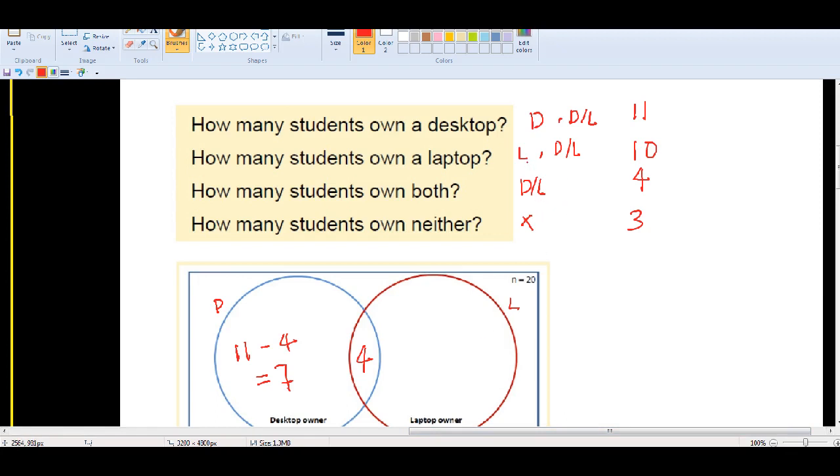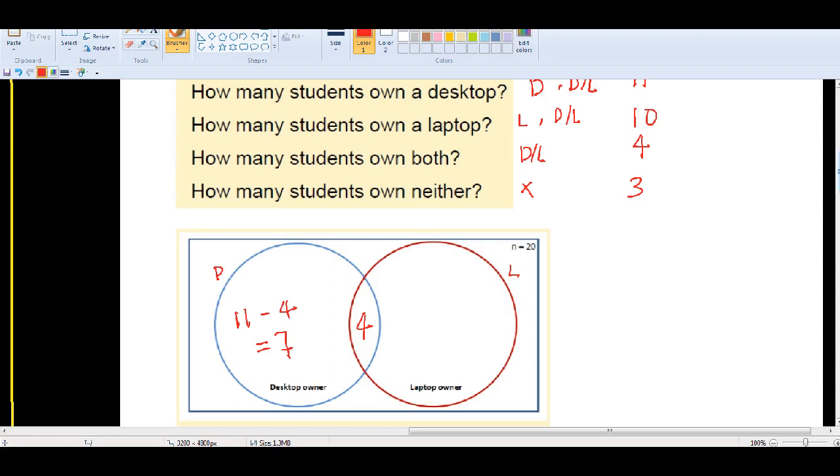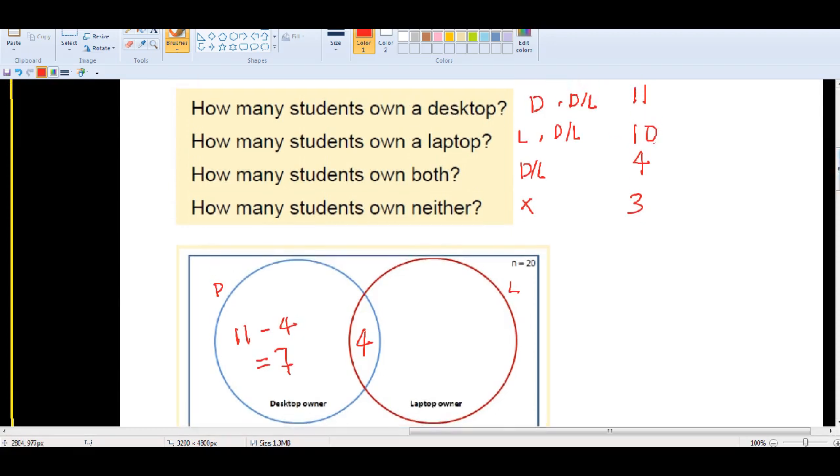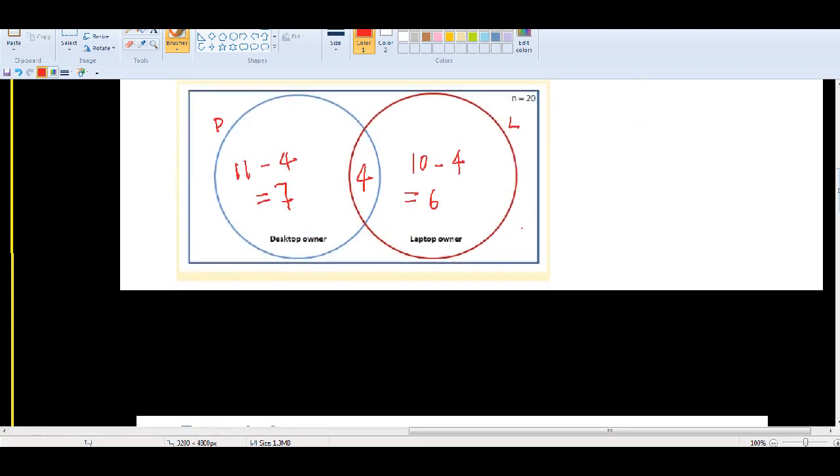For the other circle L, totally you will have 10 students who have a laptop. But within those 10, there are 4 of them who actually own both a laptop and desktop. So for students who only own a laptop, you should use 10 take away 4, and it should be 6. Also, don't forget there will be some students who are outside both circles because they have neither device. So there are 3 of them.